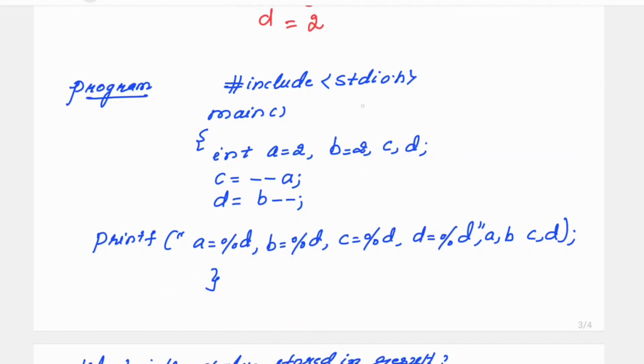In one more program, let me show the pre-decrement and post-decrement operators. In this case, you have initialized A equal to 2, B equal to 2, and you are using 2 more variables C and D. In the first statement, C equal to --a.